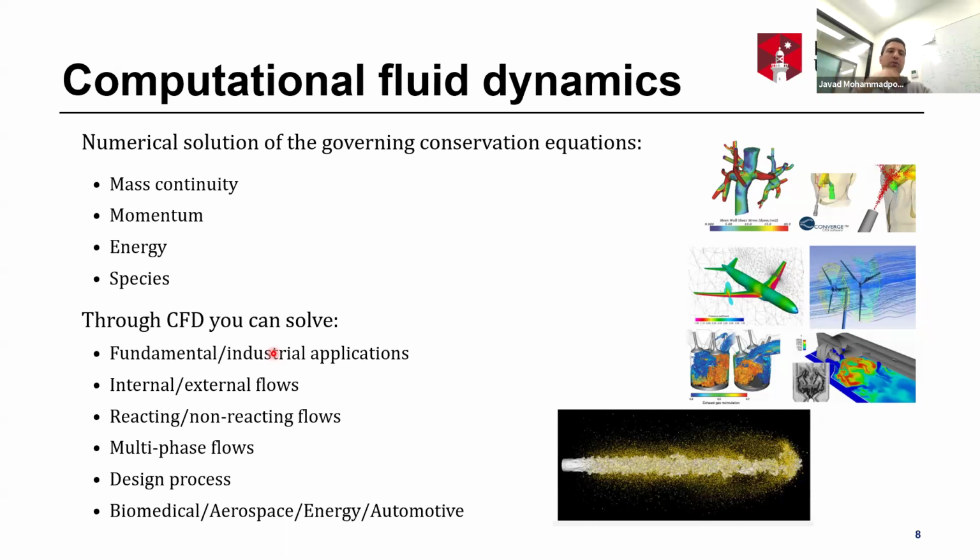And also the design process. You can see that we can use CFD for biomedical, aerospace, energy, and automotive applications. Here you can see that we use it for the upper airway, or around the shuttle in the motor engines, and even for the wind turbine. So it has a wide application, and you can use it based on your need.